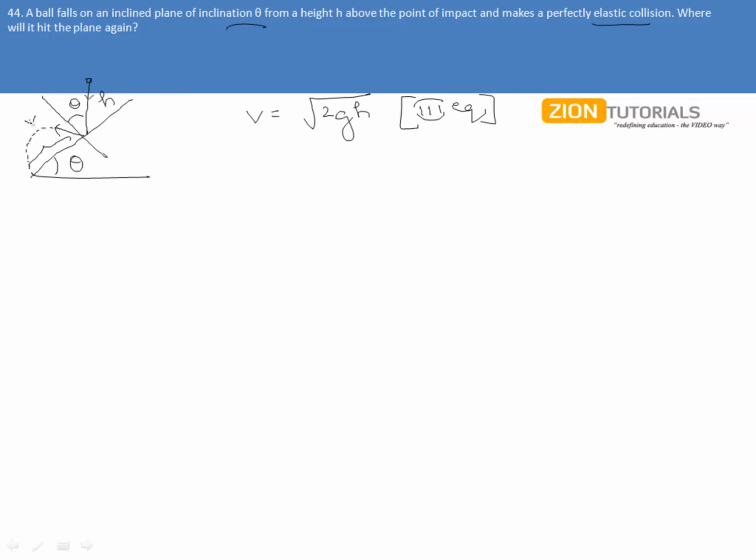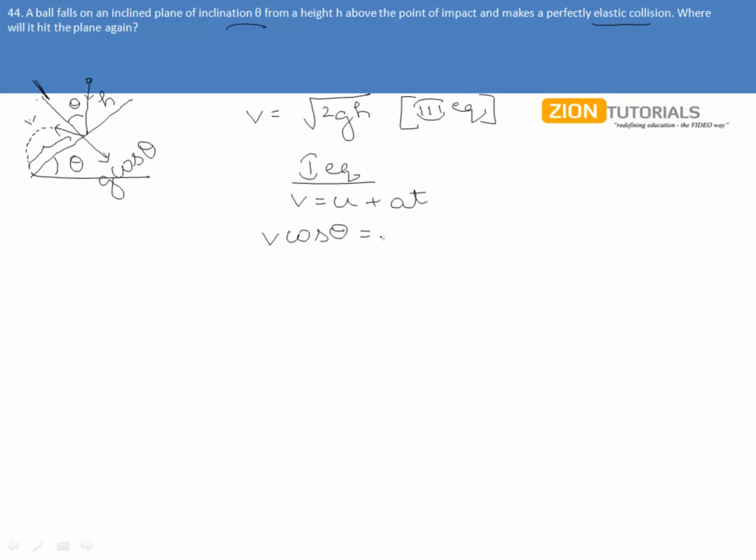So we can resolve the velocities from here, and let me apply the first equation of motion in the perpendicular direction, that is this one, in which we are having a component of g as g cos theta. So we have the equation v equals u plus at. We will be having the velocity being v cos theta, because the velocity is v over here. So this is v cos theta.